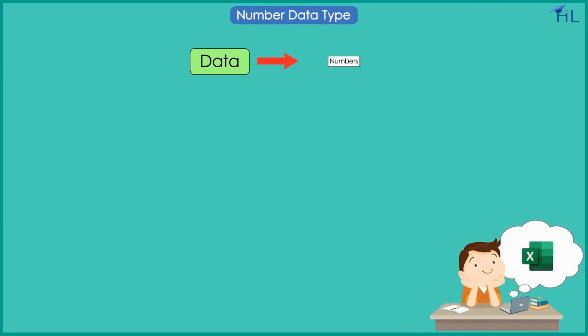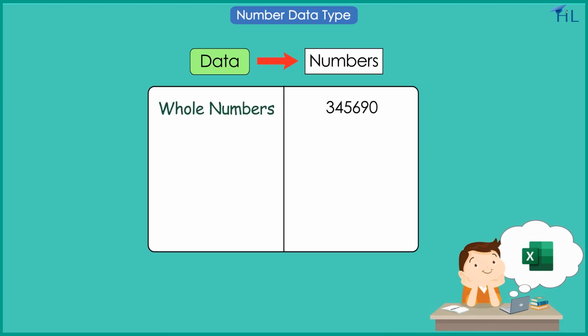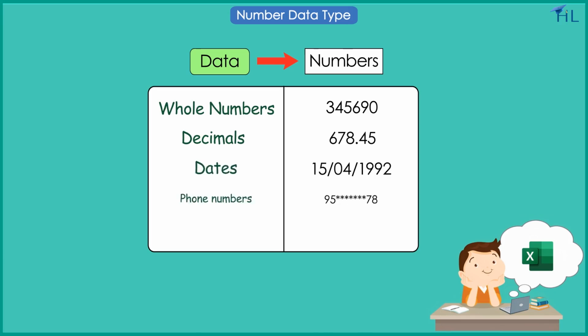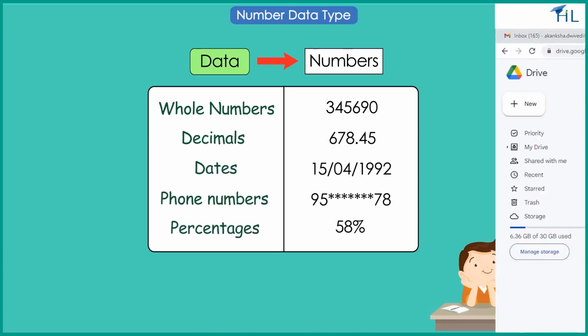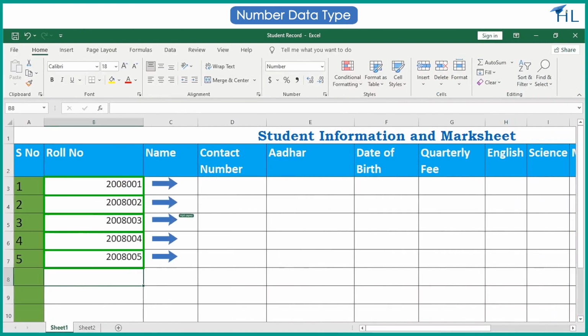Data in the numbers category can be any kind of number. Examples of the number data type are whole numbers, decimals, dates, phone numbers, percentages, etc. The number data is right-aligned by default.